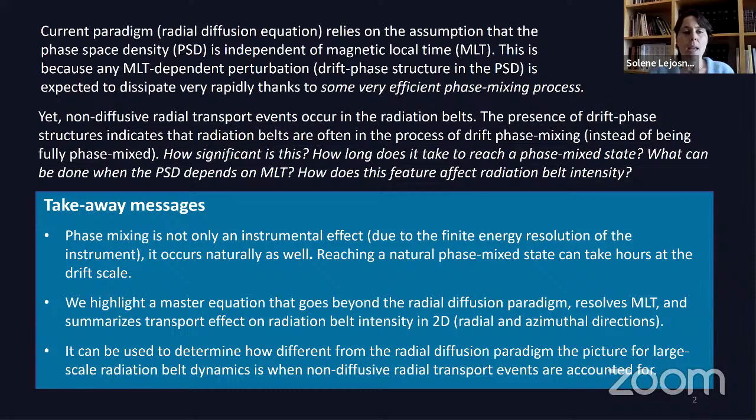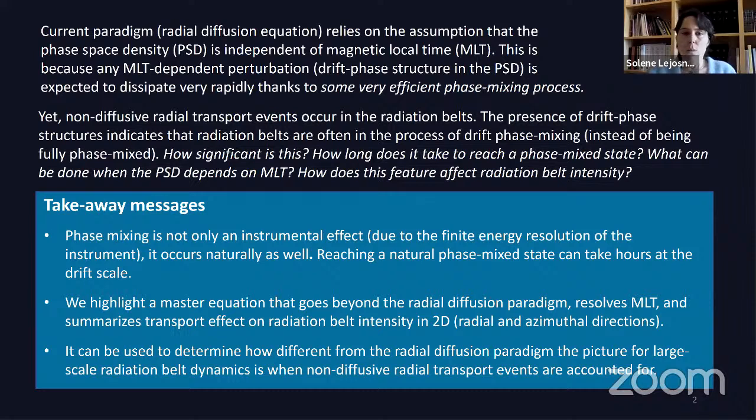When we have a dependence on magnetic local time, the radial diffusion paradigm does not hold, but we have another master equation, another way to model the effect of transport on radiation belt intensity with the use of a 2D equation. And then we can use this equation as a tool to determine how different the dynamics of the radiation belts would be if the transport is different from what is modeled by the radial diffusion paradigm.